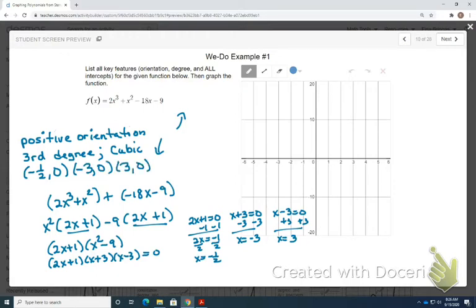And then we also need to find the y-intercept. So to find the y-intercept, we're setting x equal to 0 and solving for y. Remember, f of x is your y. So I'm just going to write it as y. So y equals 2 times 0 to the third plus 0 squared minus 18 times 0 minus 9. So if I multiply and add all that up, I get -9. So y-intercept, when x is 0, y is -9.